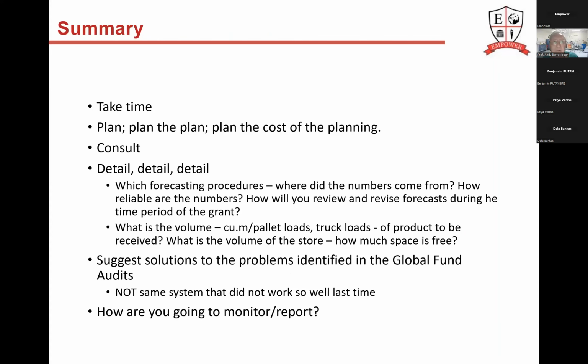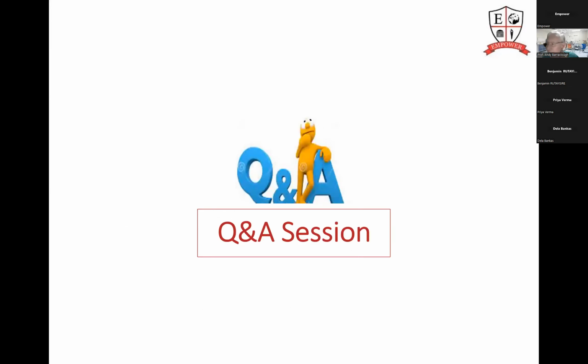So the key point around this is take time, plan. Plan the plan, plan the cost of the planning. Consult, detail, detail, and detail. Which forecasting procedures? Where are the numbers coming from? How reliable? How are you going to review and revise it? What's the volume of storage that you've got? All the way through, and how you're going to monitor and report on it. That's the PSM plan. Okay, I've talked a lot. Now it's time for the next Q&A session.